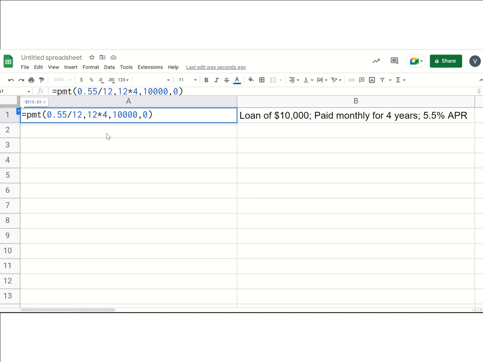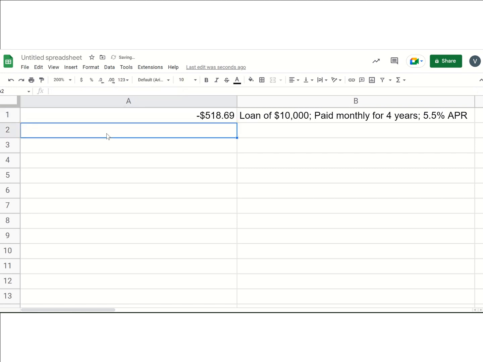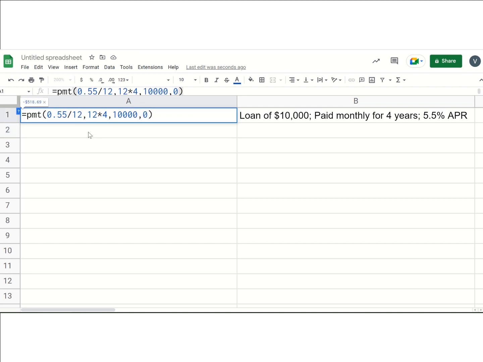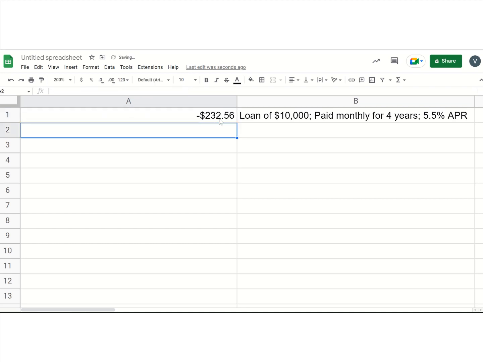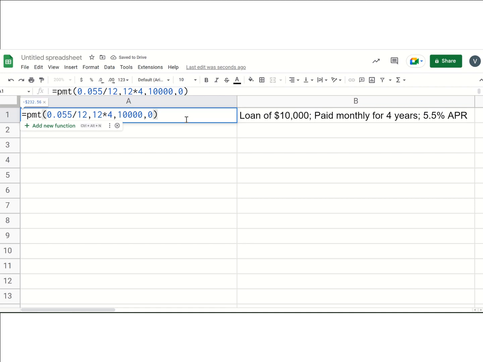So what if you had accidentally left out the 0 there? This would be a 55% interest rate. Look at how much your payment is with 55%. It's $518 a month. That's a lot different than what it should have been, which is, again, $232.56 a month. So it's handy to double check that you've entered everything in correctly a couple of times before you accept an answer.